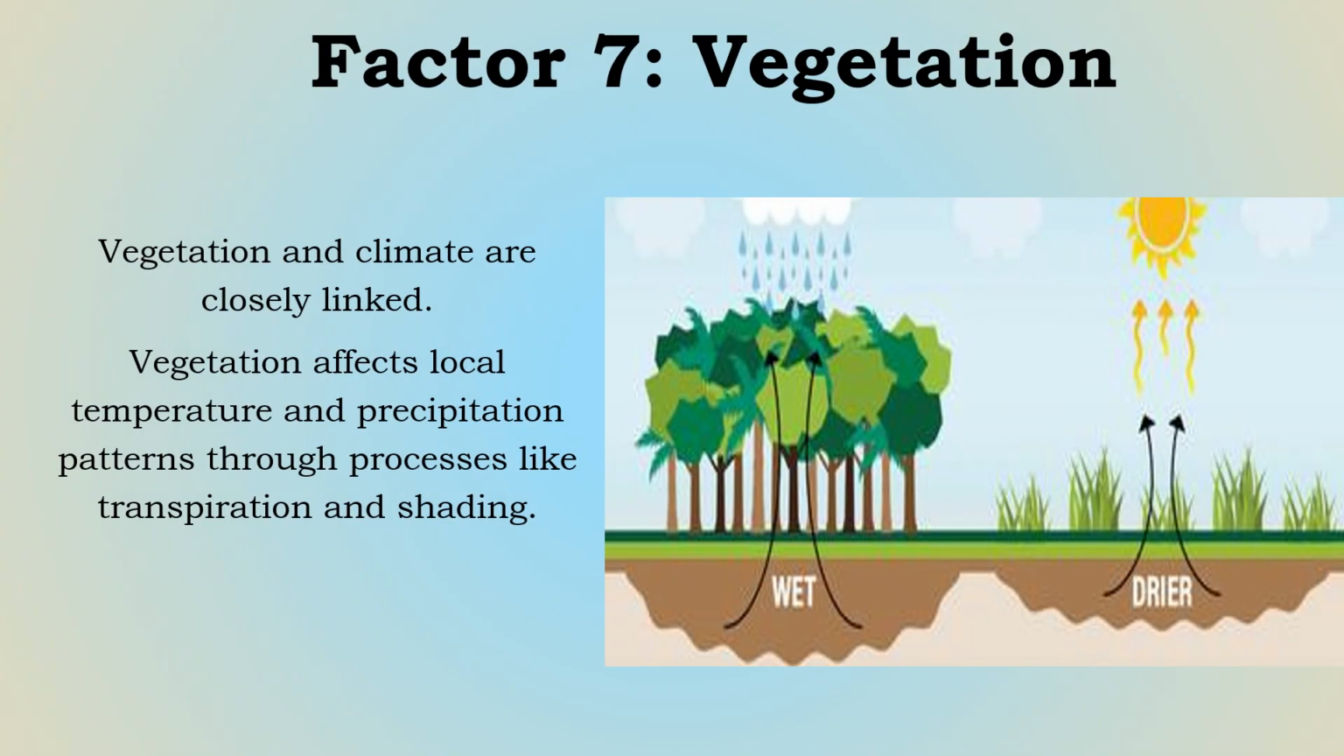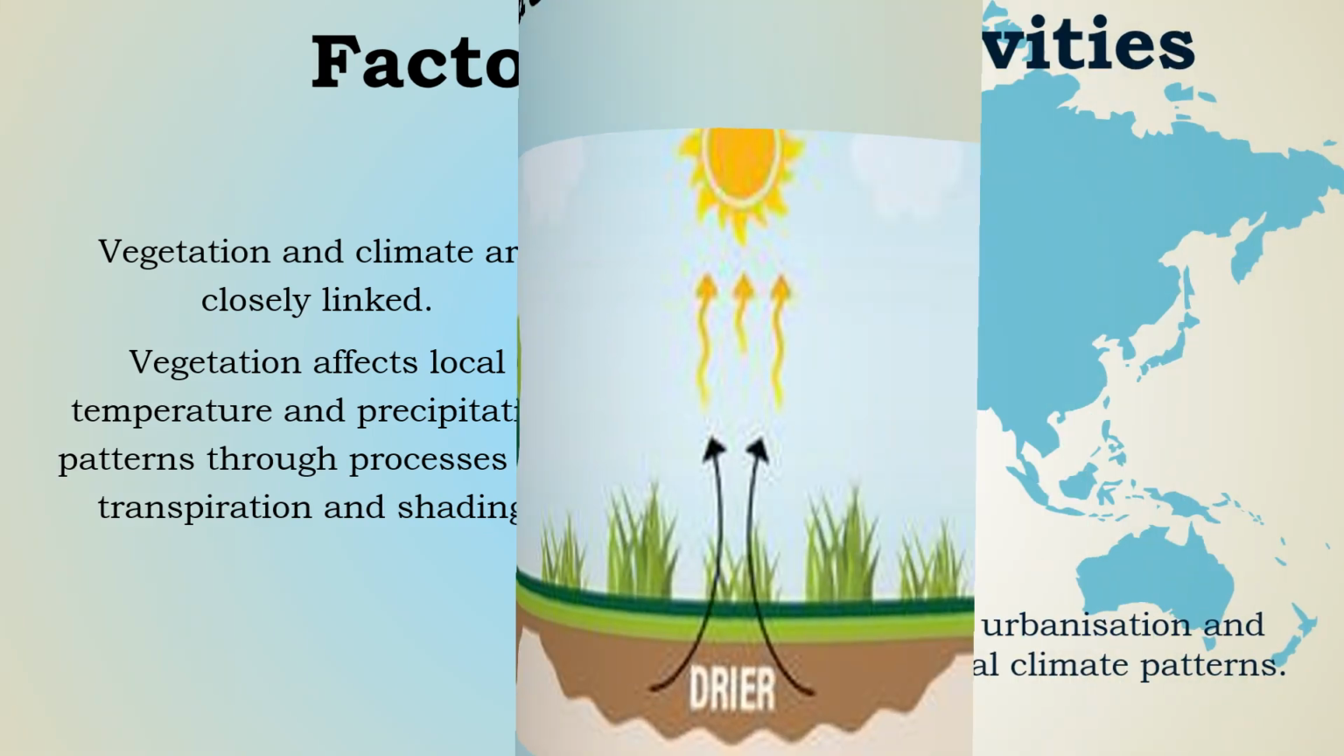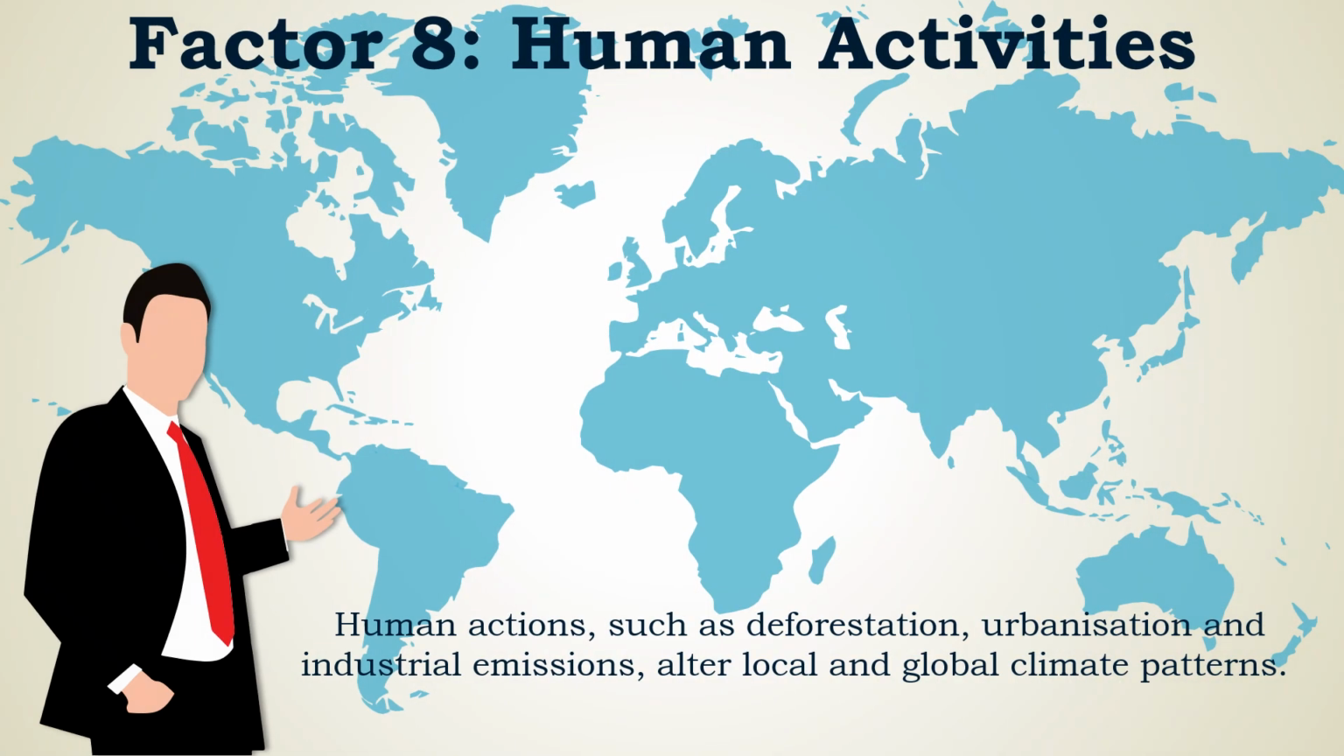Vegetation and climate are closely linked. Vegetation affects local temperature and precipitation patterns through processes like transpiration and shedding. Human activities such as deforestation, urbanization, and industrial emission alter local and global climate patterns drastically.